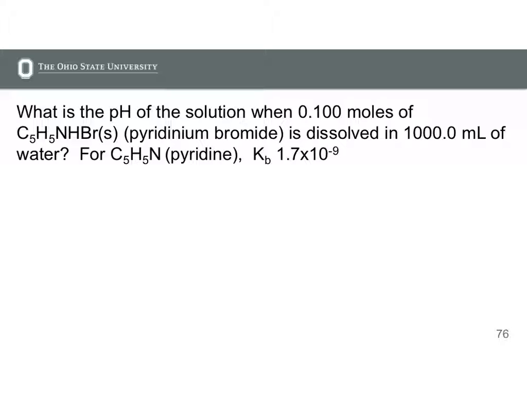So here we have a solution of pyridinium bromide. We're going to have 0.1 moles of it, and we're going to dissolve it in a liter of water, so it's going to be 0.1 moles per liter. And we're given a Kb value for this, for the weak base. If you didn't know this was a weak base, this is the clue: you got a Kb for pyridine. Or if you didn't know what was in solution.